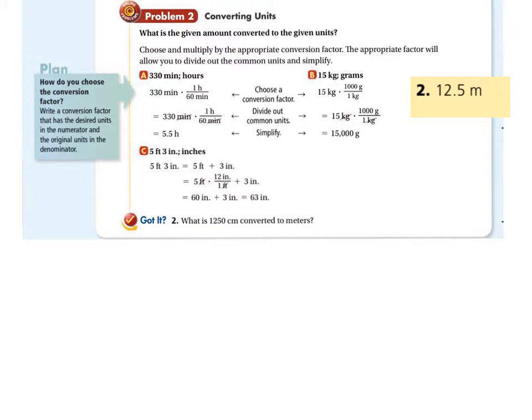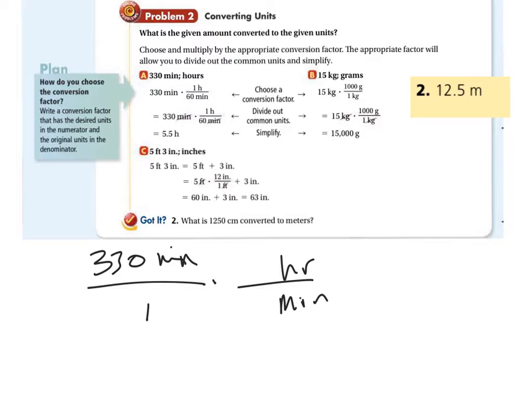So if I want to convert 330 minutes into hours, that's 330 minutes. And the way I would write this, let's just make that part clear, I would write 330 minutes, I promise that's minutes, over 1. And I want to convert minutes to hours. So minutes goes down, hours goes up, because again we're going to cross cancel diagonal. So minutes, left with hours. That's what I wanted, so that's what I'm shooting for here.